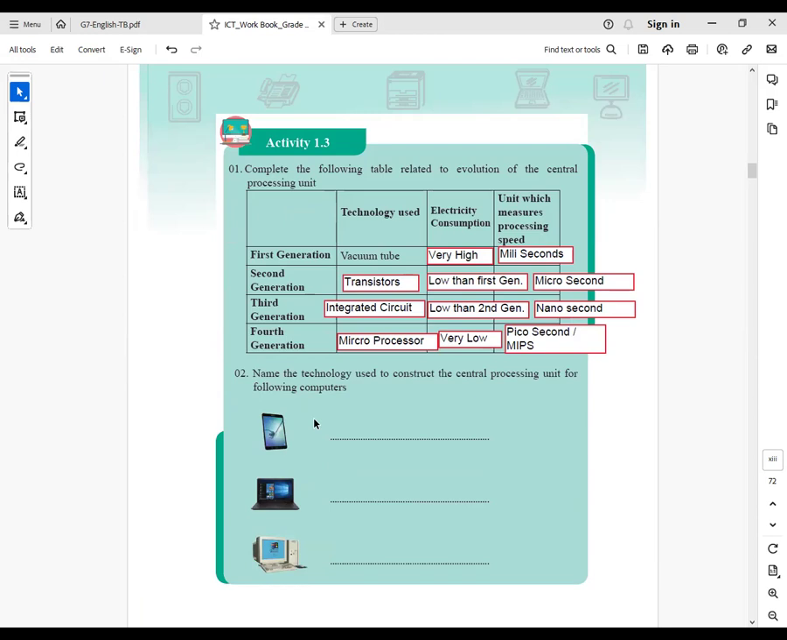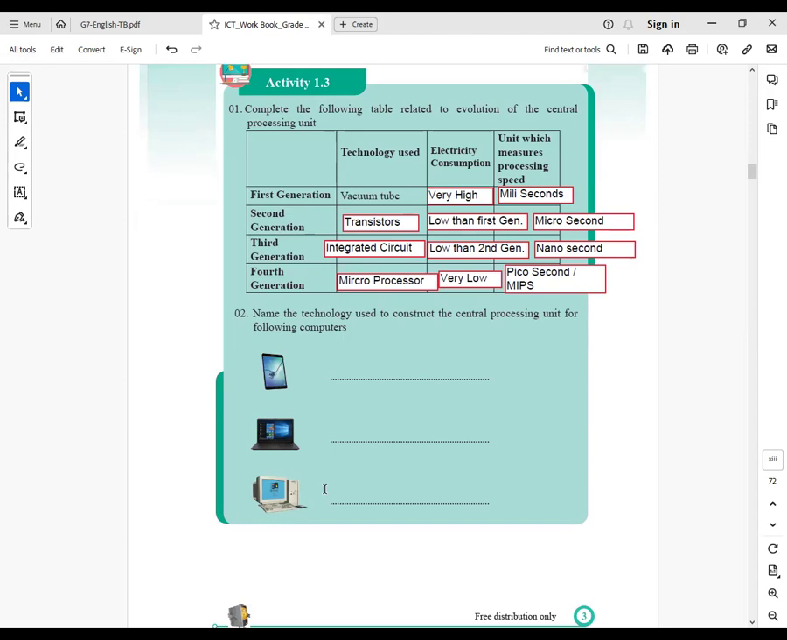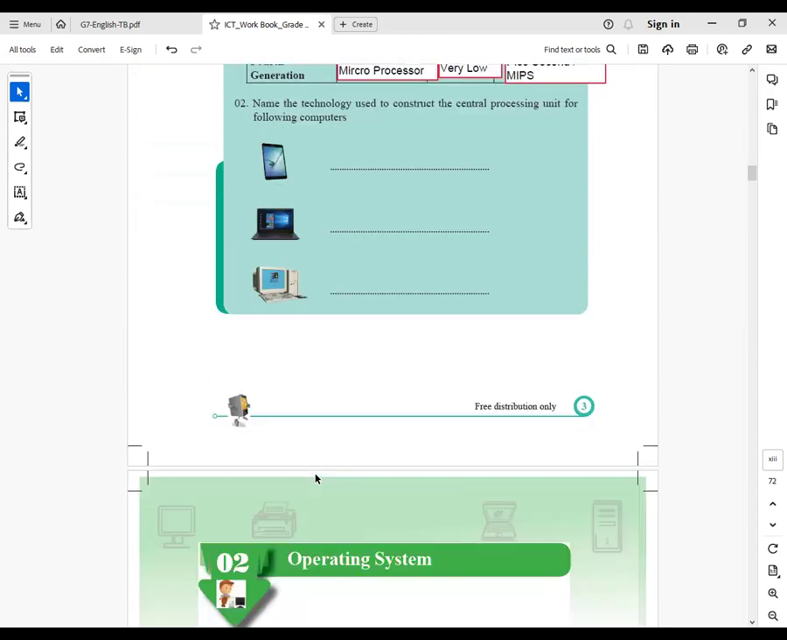Is this a tab? Yes, sir. Tab comes to 4th gen microprocessors. This laptop comes to 4th gen, microprocessor. This is third generation, integrated circuit. This is a 3rd gen computer.